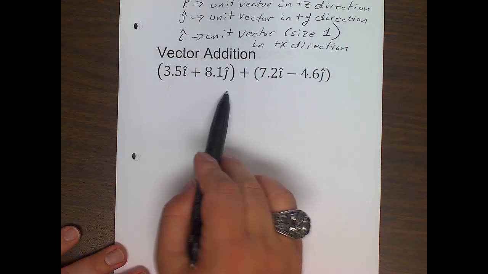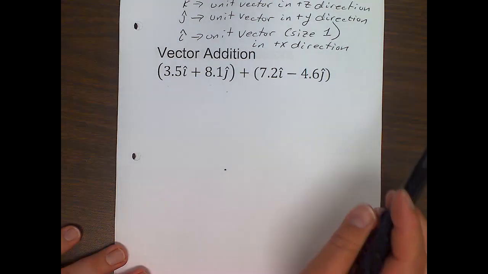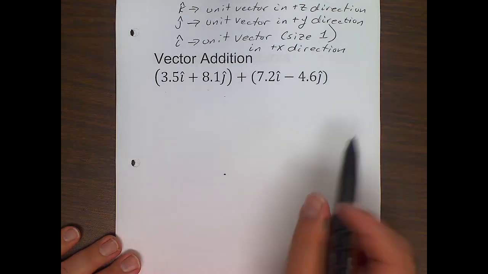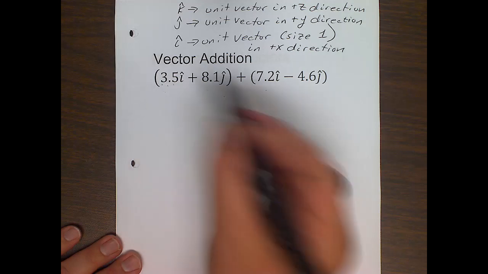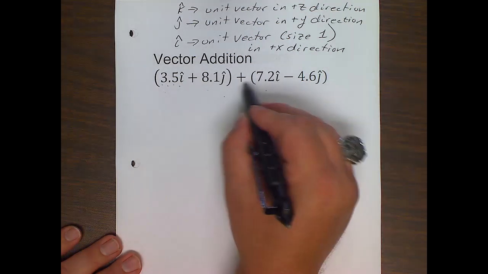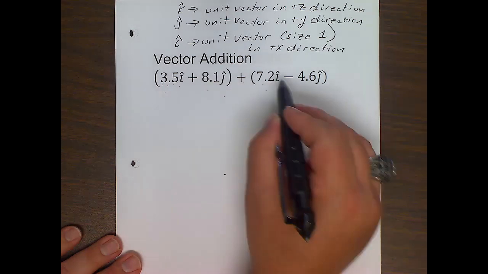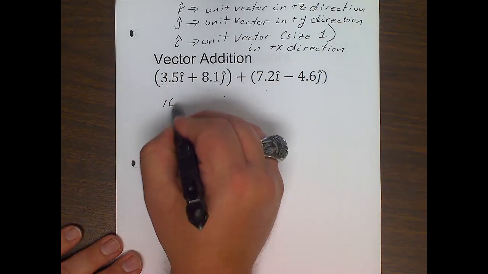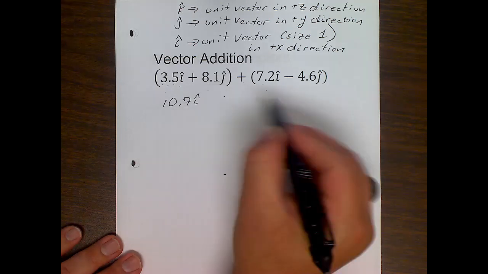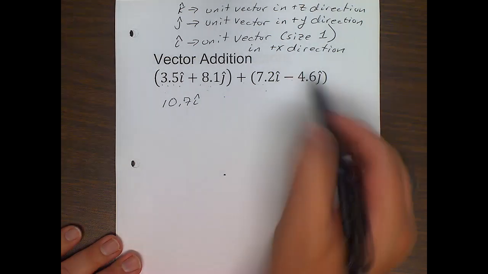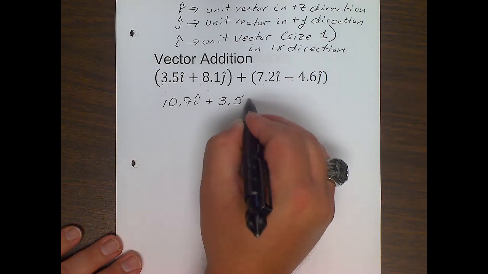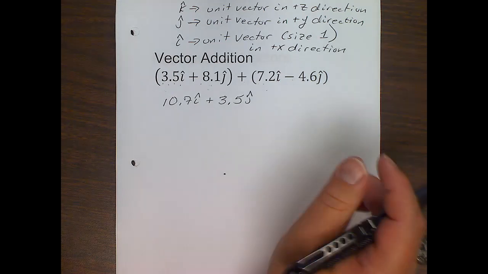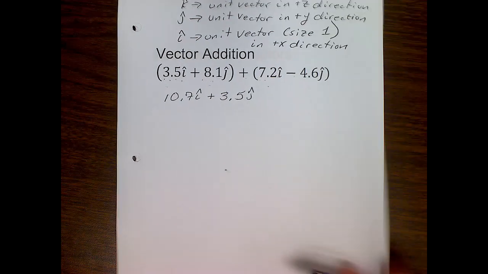Now, when vectors are written this way, they're in what we call component form. Component form makes addition very easy because it's just like algebra, collecting your like terms. So I have 3.5 i hat plus 7.2 i hat. And again, frequently I won't say the hat. That just leaves us 10.7 i, and 8.1 minus 4.6, if I did that correctly in my head, is a positive 3.5 j, or j hat. That's all you have to do for adding or subtracting vectors in component form.